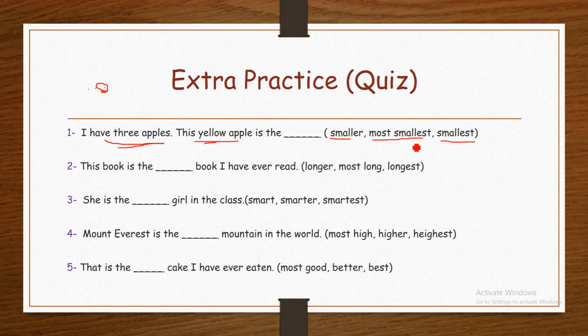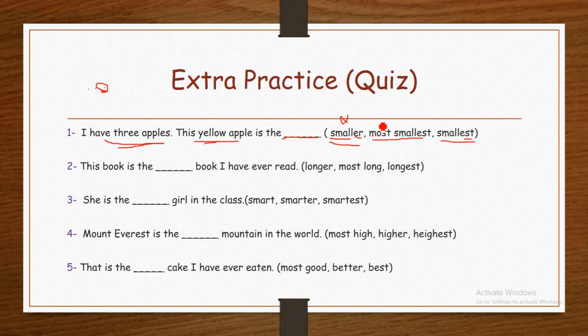We have the adjective small. Small is a 1 syllable adjective. We said for a 1 syllable adjective, for the comparative form, we just add er, and for the superlative form, we just add est. Here we need a superlative adjective. Smaller is what? It is a comparative. Therefore, this is not correct. Most smallest.